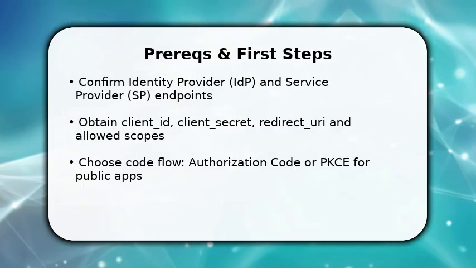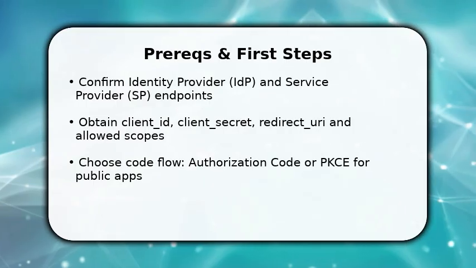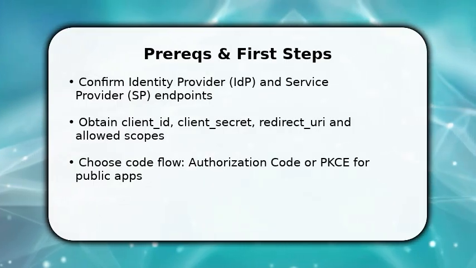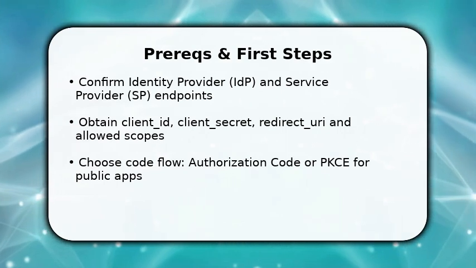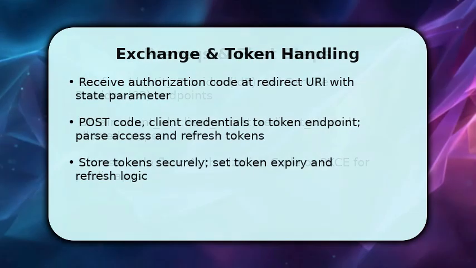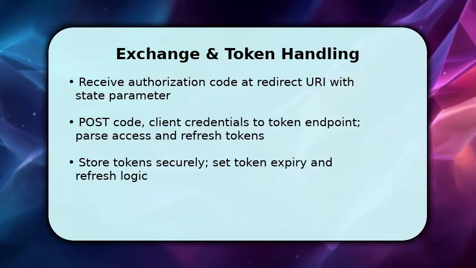Once done, build the authorization request URL with response type equals code and state for CSRF protection. Make sure to send the user to that URL so they can authenticate and grant your requested scopes. Once the user returns with a code, validate the state and exchange that code for tokens.